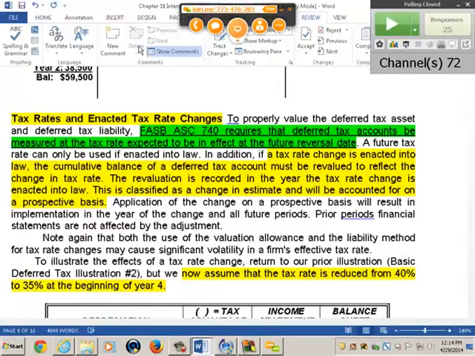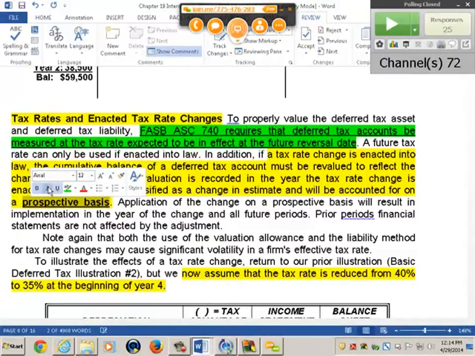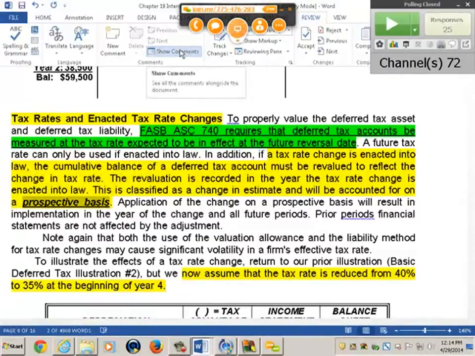But if a tax rate change is enacted into law, we have to revalue all of our deferred tax assets and liabilities. That revaluation is a prospective adjustment. So just make sure you note that this is a prospective adjustment. That means that we don't change prior years. We only go forward with that tax rate change. Now, tax rate changes, again, as I showed you, will go through the tax line, and that's going to cause volatility again.